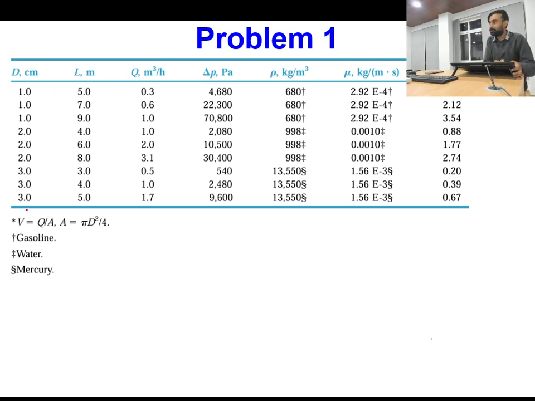9 rows and 7 columns, 63 data points. It was extremely challenging to plot the 63 data points.